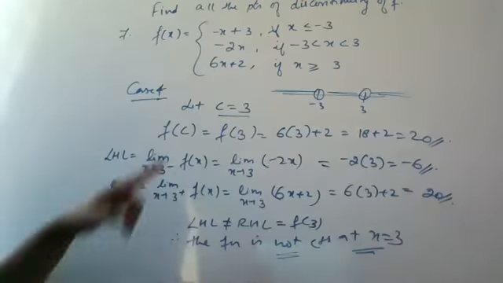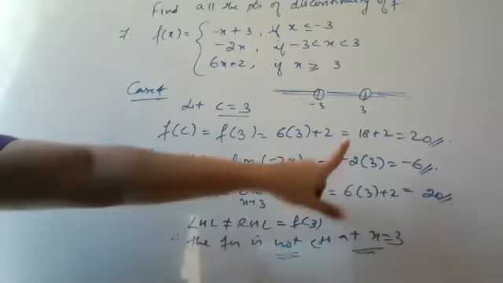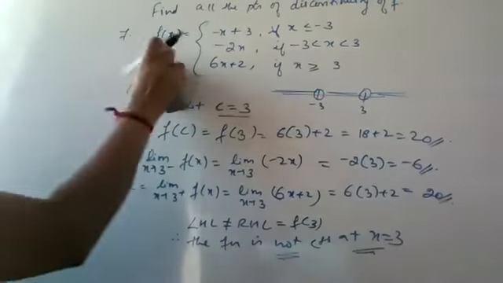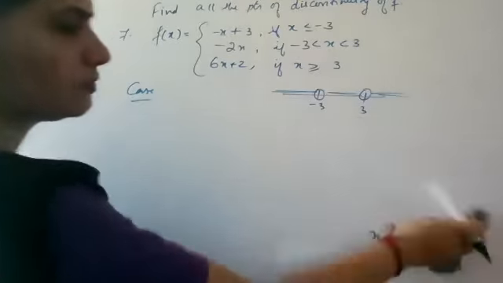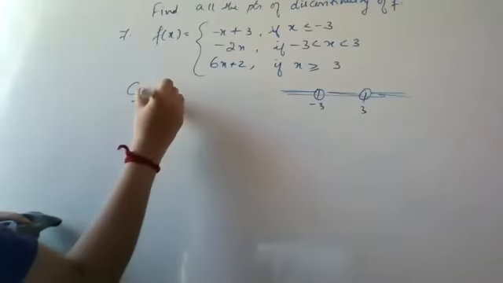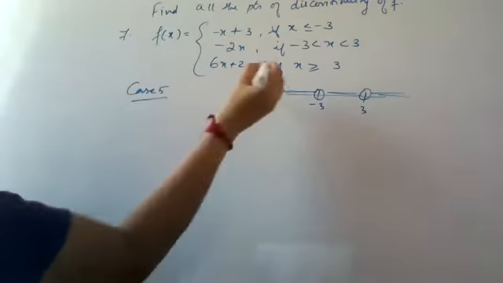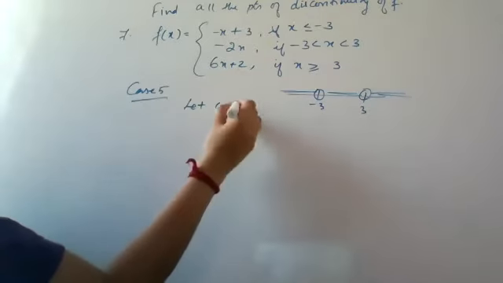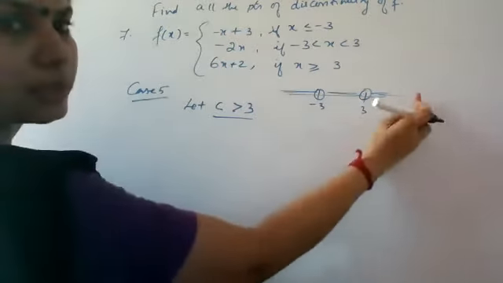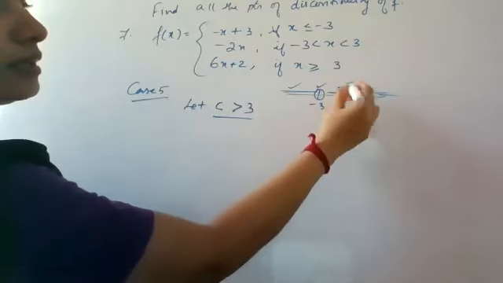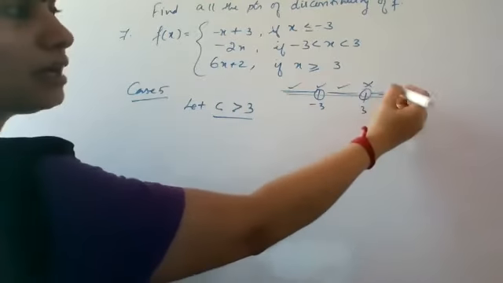Here the function is not continuous at the point 3. Okay, the value is not coinciding. Case 5 is: you have to take your c as a number which is greater than 3. So we are checking here. This is done, this is done, this is done. Here we did not find it continuous. Now we are checking this.